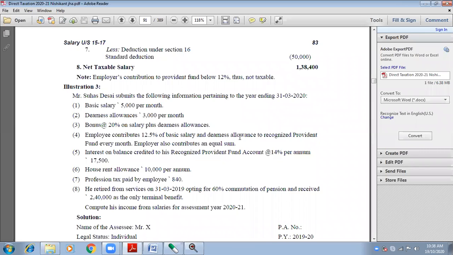Have they given any information that it is paid by employer? No. Therefore, it will only be deducted. Okay, deduction is compulsory. Okay, now last point. He retired from services.